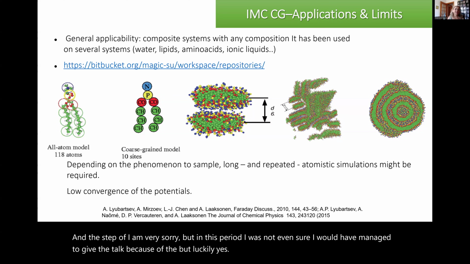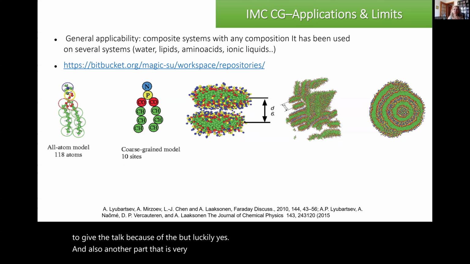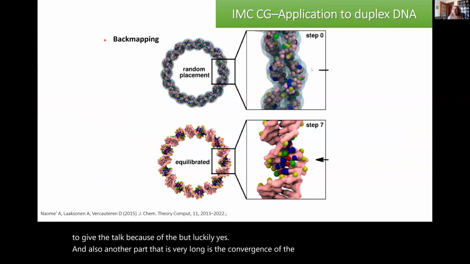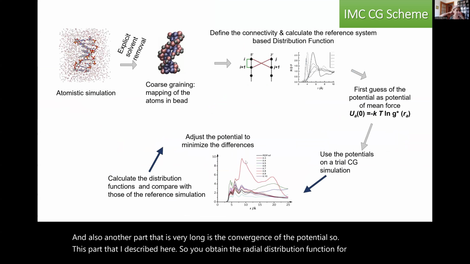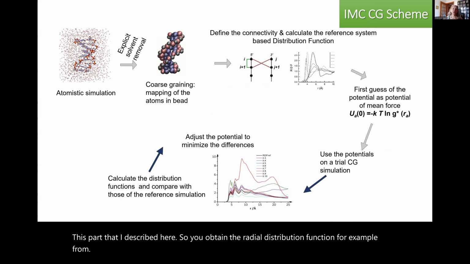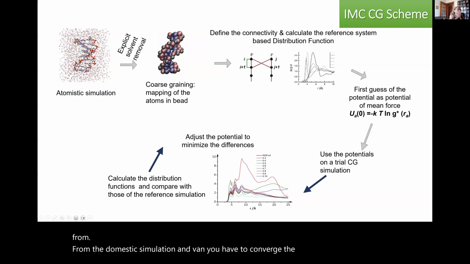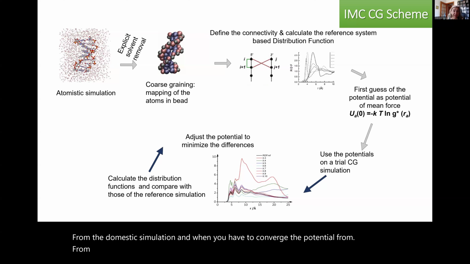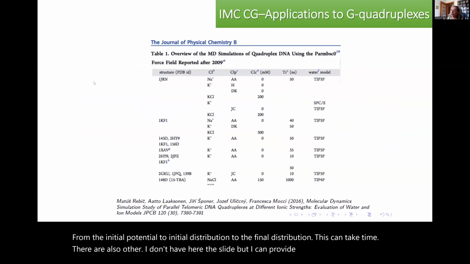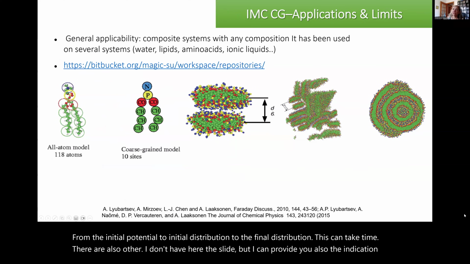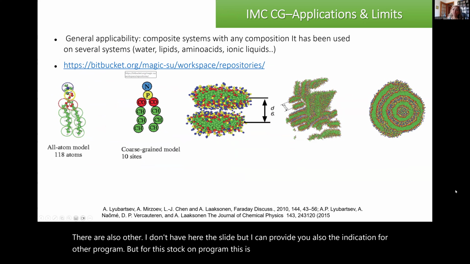Another part that is very long is the convergence of the potential. So in this part that I described here, you obtain the radial distribution function, for example, from the atomistic simulation, and then you have to converge the potential from the initial distribution to the final distribution. This can take time. I don't have the slide here, but I can also provide you the indication for other programs, but for this Stockholm program, this is the link. The program is called Magic.